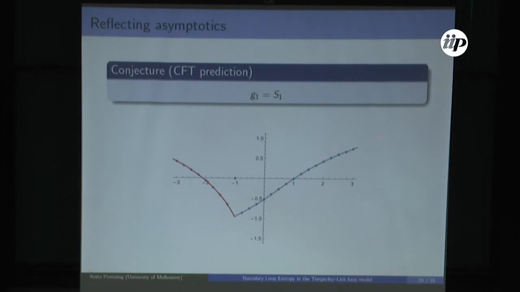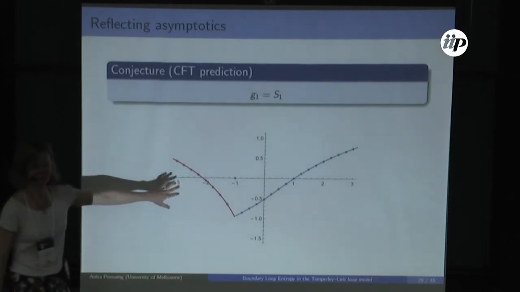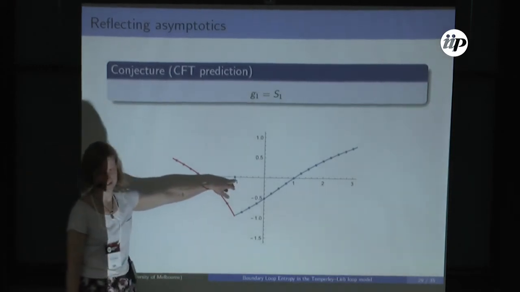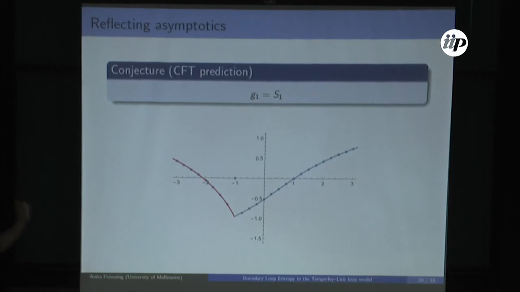So these dots are data from the reflecting case now, and to convince you that this is not just the same picture repeated, there's this dot here at -1, which is a result of my code not being quite up to scratch at x equals -1. So the functions are the same, but the data is from the reflecting case, not the periodic one.